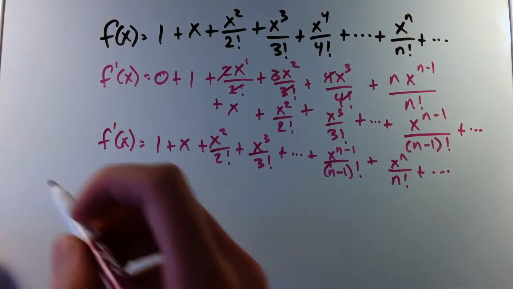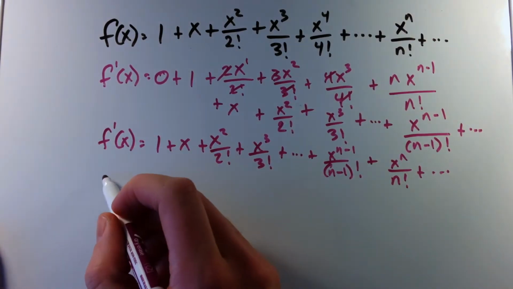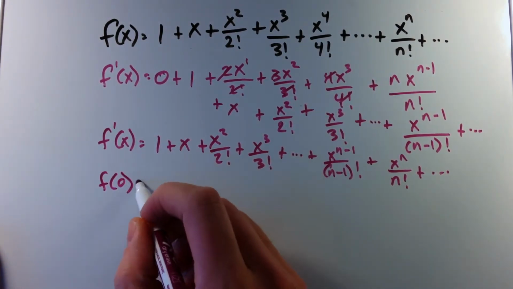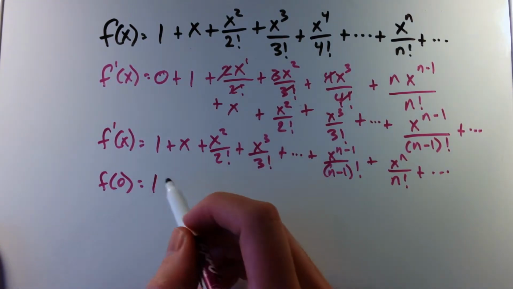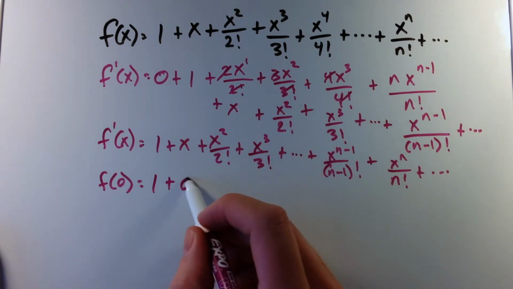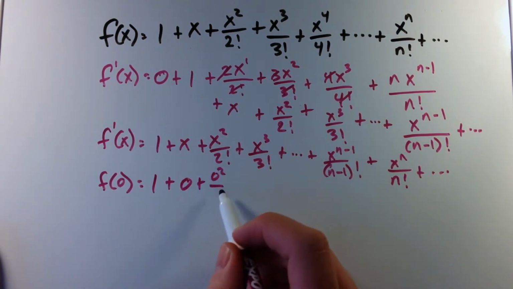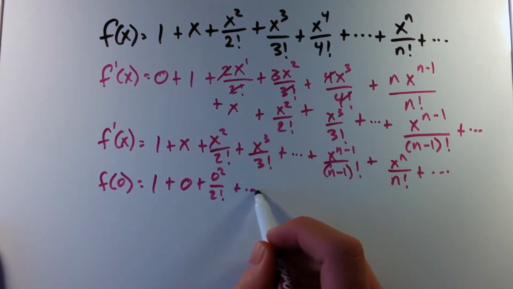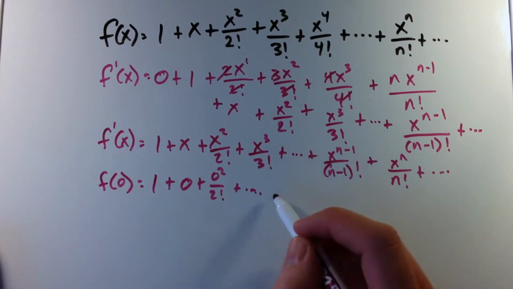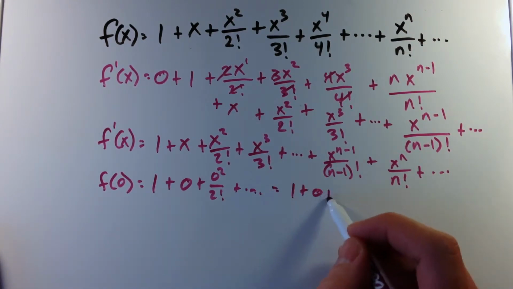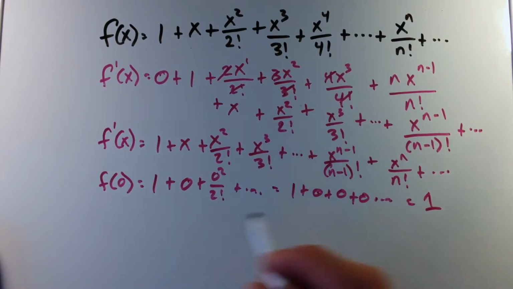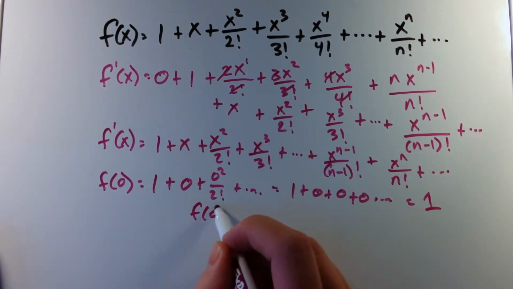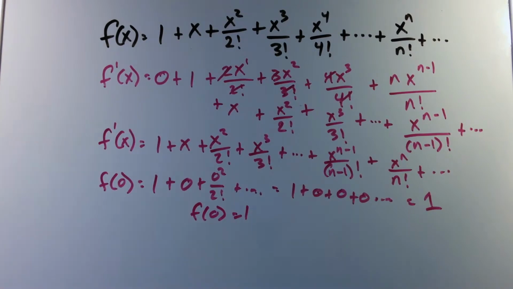So let me just find, for right now on the side, f of 0. We plug 0 into our original equation up here, and, well, 1 comes in plus 0 squared over 2 factorial. And we can see that this really just becomes 1 plus 0 plus 0 plus 0, which is just 1. And so f of 0 is just 1.